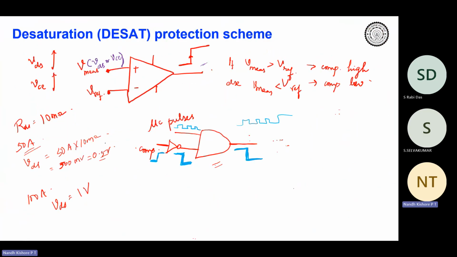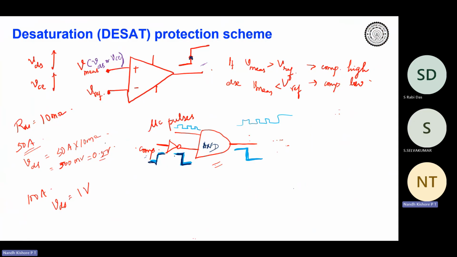So you compare it with the reference value using a comparator. The comparator would now be giving a logic high pulse. So what you do next is take the output of the comparator and give it to a NOT gate. If you get a logic high pulse over here, obviously you will be getting a logic low pulse after the NOT gate. Okay, and I will AND this using an AND gate. So I will AND the NOT of the comparator with the microcontroller pulses.